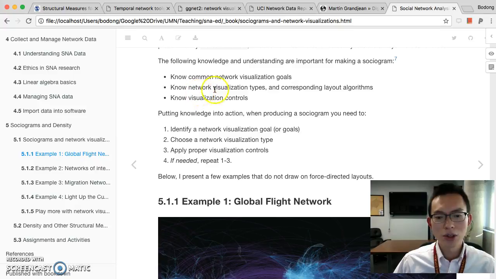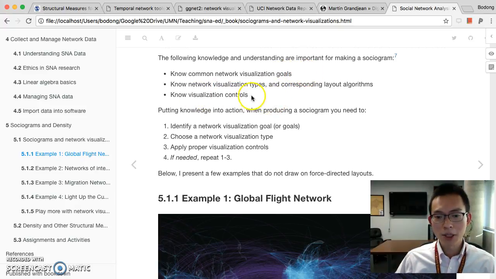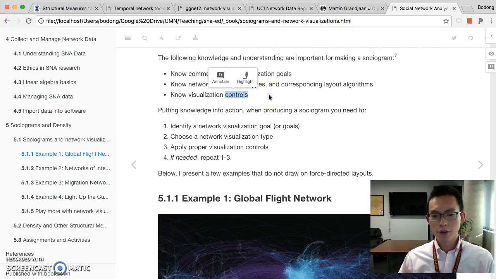And then you need to know which kind of visualization types you can use to address the goal you want to achieve. And then later on, you need to know specific controls of the visualization that can be used to better achieve the goal. The controls include the graphical devices I already mentioned. For example, the size, the width of the links, or the placement of the nodes, or the colors. Many kinds of things you can control in a visualization.